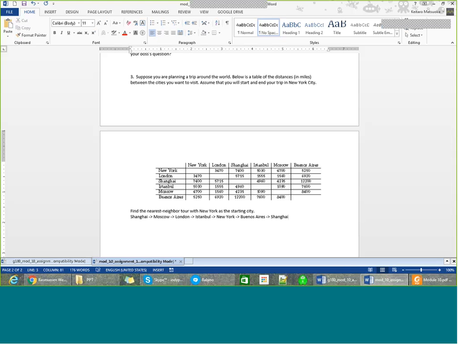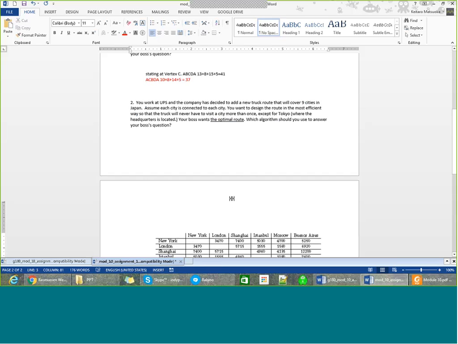Okay. So that's how you find the nearest neighbor tour if I were to start from Shanghai. Just look at the row, pick the cheapest airfare, go to that city, and then from that city, pick the cheapest route and just map it out like this. So that's how you do problem number 3.